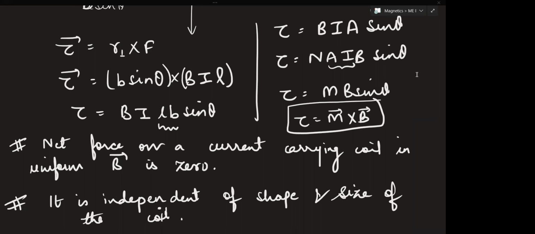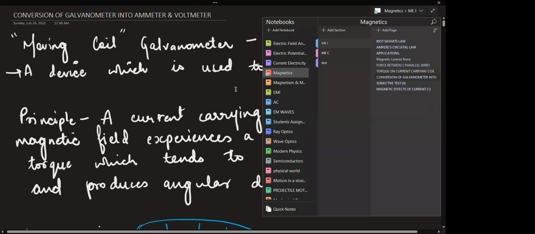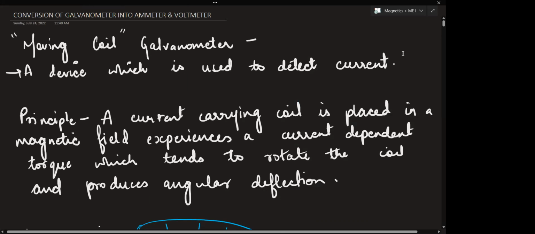See class, this was torque. Now one last topic is left, that is the moving coil galvanometer. The rest of the things we'll do in the next class, the construction and the sensitivity and the formula. But at least just get to know what is a moving coil galvanometer and its principle, because these two things are very easy to learn. Because right now only you have understood torque.